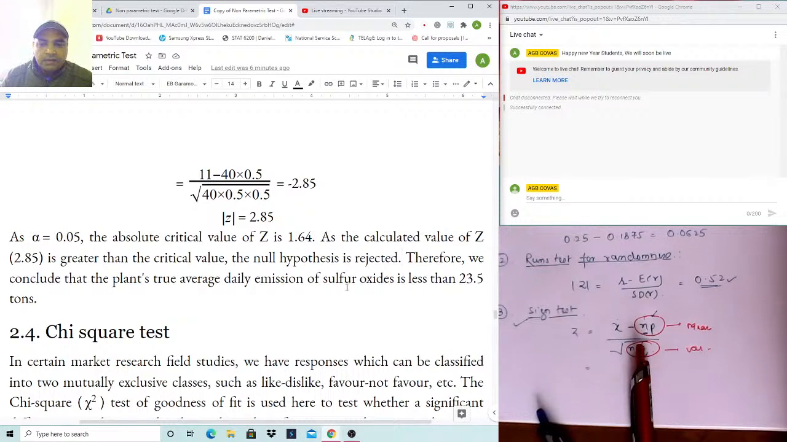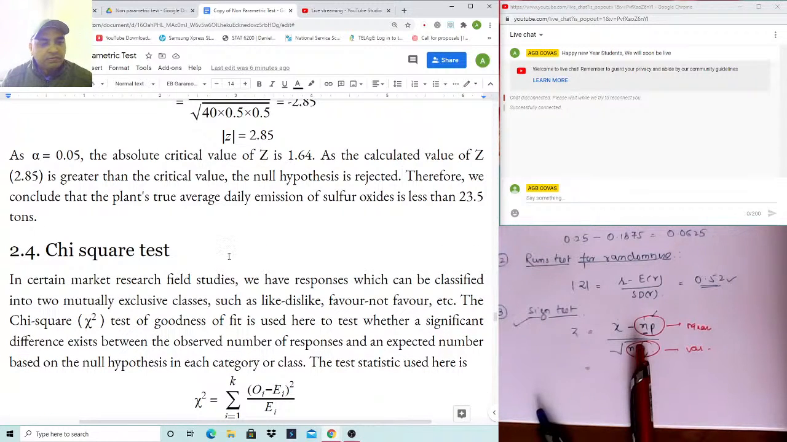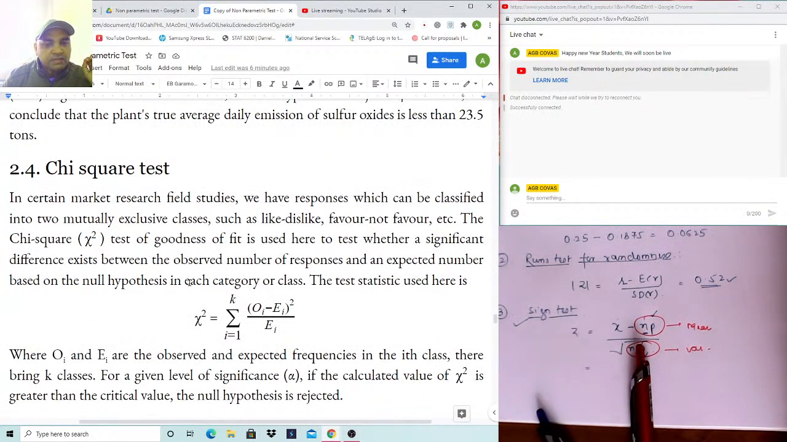From your next class we will be doing one of the important non-parametric tests for one sample, and that is the chi-square test, which is generally asked in the examination. So this is all from today's class, and as I can see there is no question in the chat box, I will be stopping the lecture here.